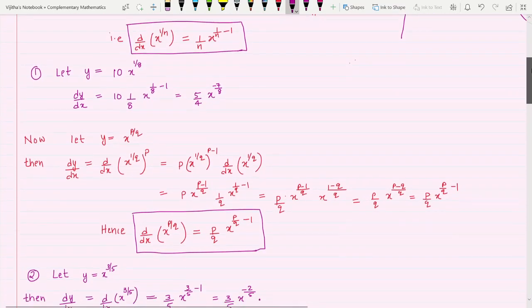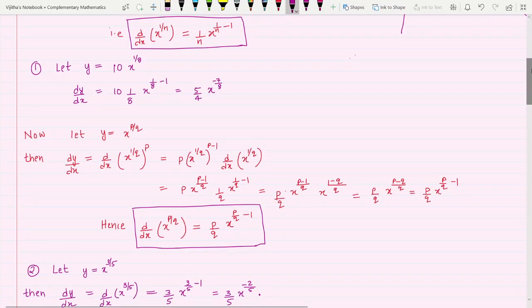So we have shown that the derivative of x raised to 1 by n is 1 by n times x raised to 1 by n minus 1. For example, suppose you take y equal to 10 x raised to 1 by 8. We can see the power is a fraction, 1 by 8, so we can apply the same power rule. So dy by dx is 10 into 1 by 8 into x raised to 1 by 8 minus 1. Now 1 by 8 minus 1 is 1 minus 8 by 8, so we have minus 7 by 8. If you simplify, you will get 5 by 4 x raised to minus 7 by 8.